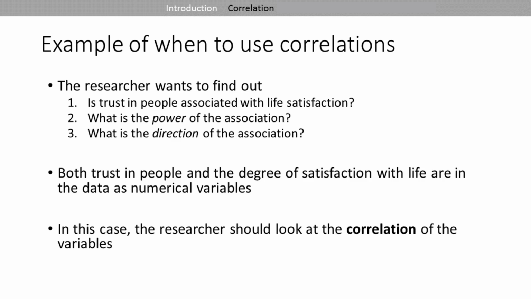Okay, let's start with the classic correlations and the foundation which will lead to the linear regression, and this will also help a little bit to understand what that is. For this example, let's think about a researcher who wants to find out whether trust in people is associated with life satisfaction. There are two things we can find out with the correlation: what is the power of the association and what is the direction of the association? Both trust in people and the degree of satisfaction with life are in the data as numerical variables. In this case, researchers should look at the correlation of the variables.